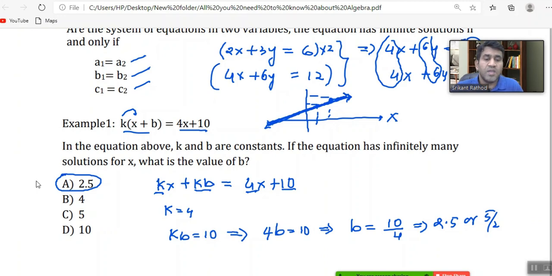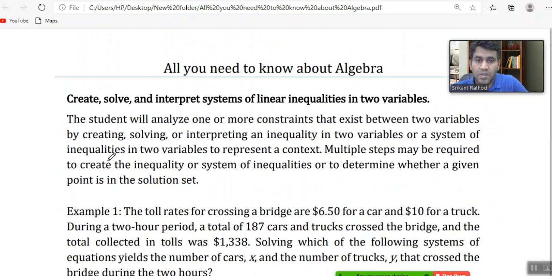All right. So this is the type of question you may expect on this. Okay, let's move to the other. In competitive exams, apart from just simply solving systems of equations, you may also expect questions based on creating, solving and interpreting systems of linear equations in two variables. Sometimes they expect you to create the equation yourself and then solve it. Sometimes they just expect you to create it and keep it as it is, and one of the options itself is the equation you got, right?